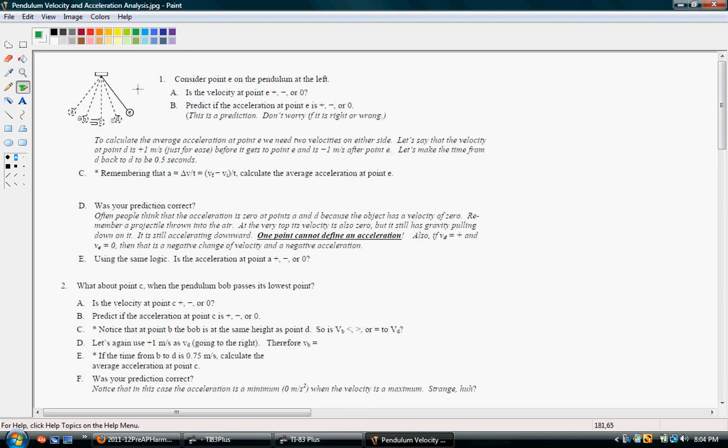Alright, so here it wants us to consider point E on the pendulum at the left. It wants to know at point E, is the velocity positive, negative, or zero? Well, right here at point E, the velocity is zero. For a moment, it stops as it changes direction.